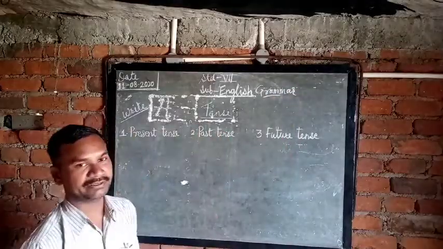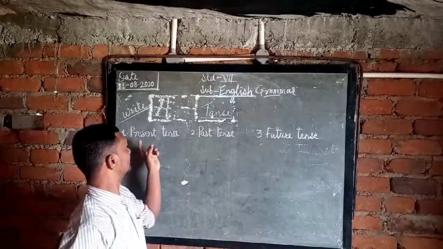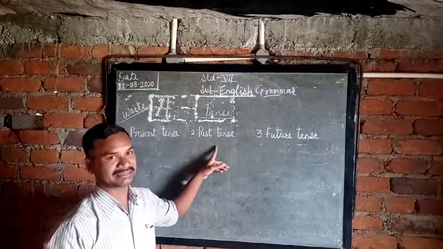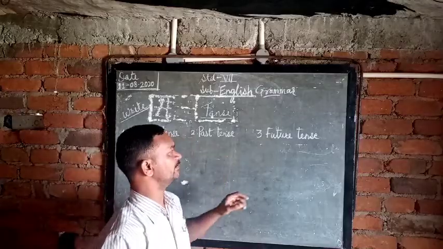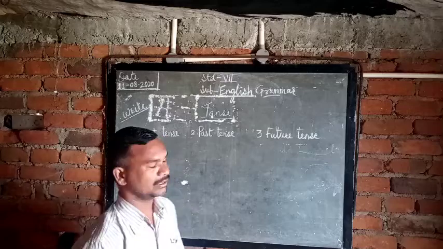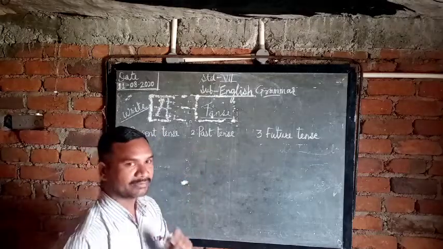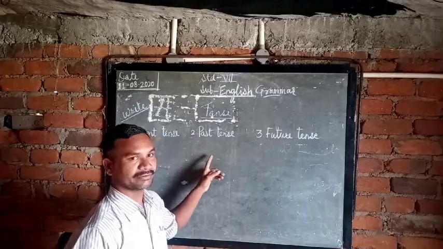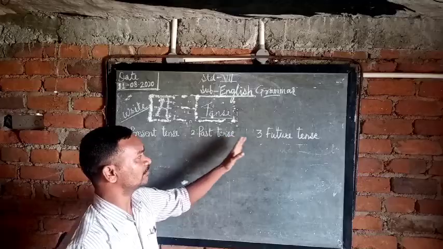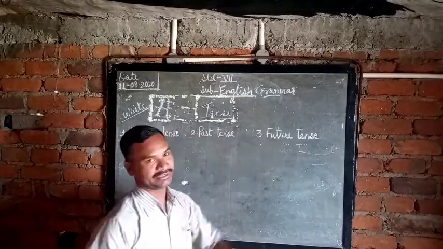For 7th standard, in the last period, we discussed the present tense and past tense. Now, today, we are going to deal with the future tense. In past tense, we use the verb write. So this verb write we take again in future tenses.